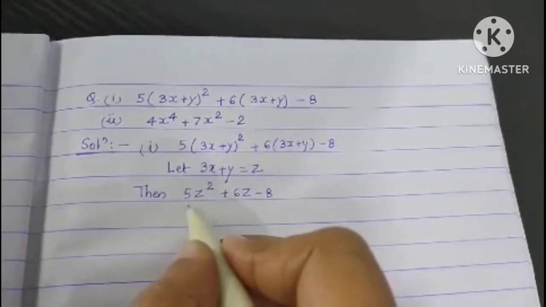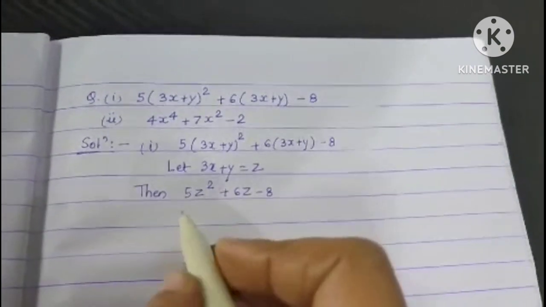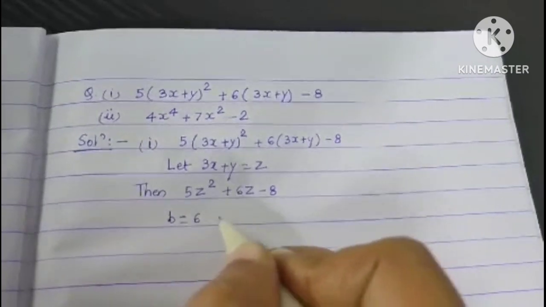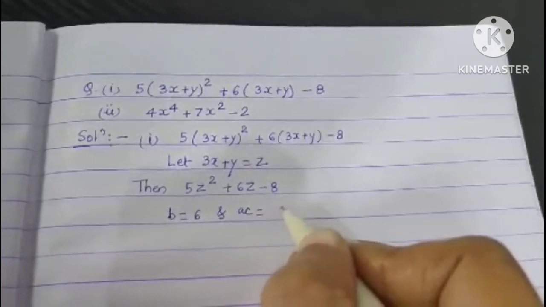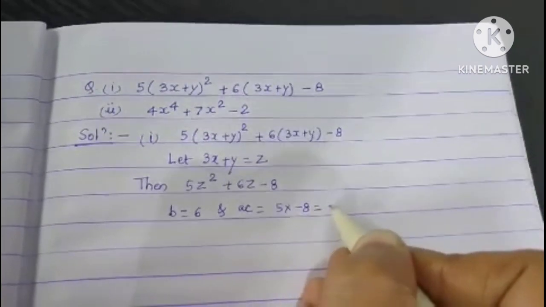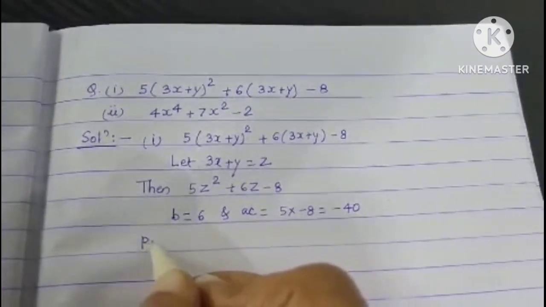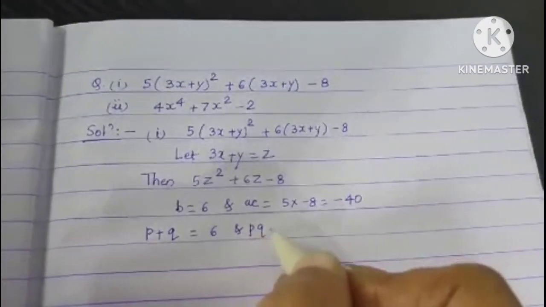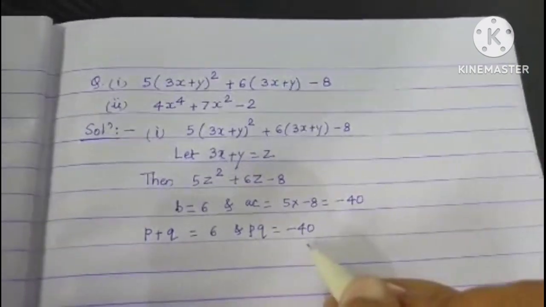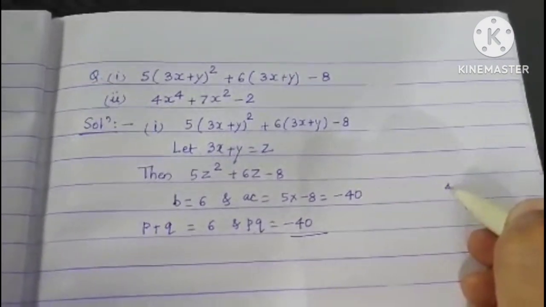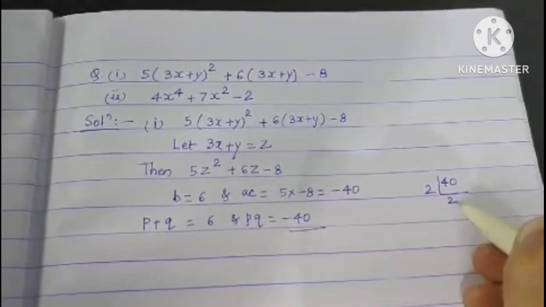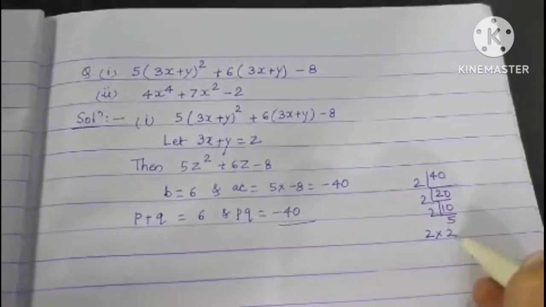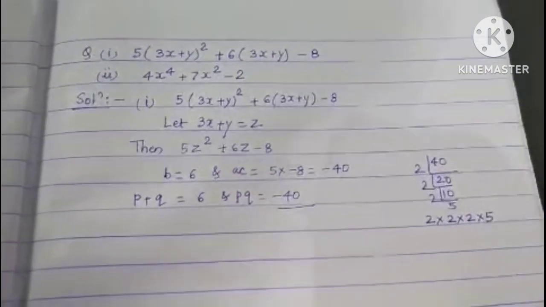So when you compare with ax square plus bx plus c, we find that b equal to 6 and ac equal to 5 multiplied by minus 8, that is equal to minus 40. So you have to find two integers p and q such that p plus q equal to 6 and pq equal to minus 40. So let us focus on this 40. Let us write here 2 20, 2 10 and 2 5. Its factors will come 2 multiplied by 2 multiplied by 2 multiplied by 5.